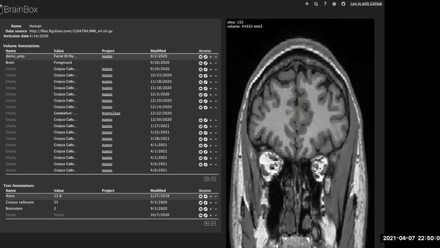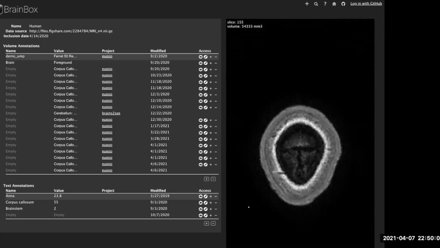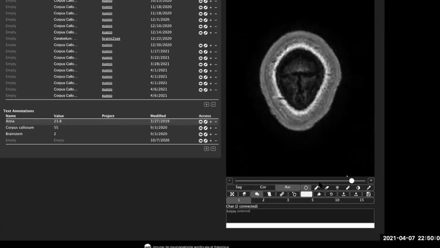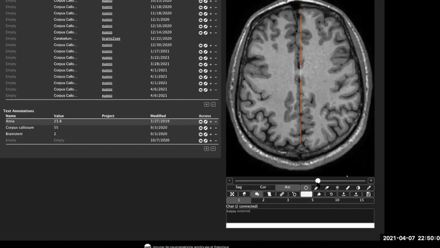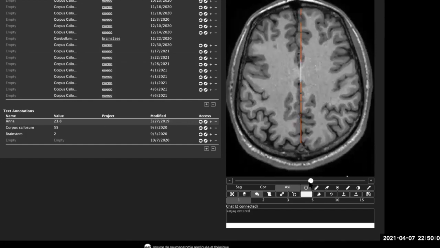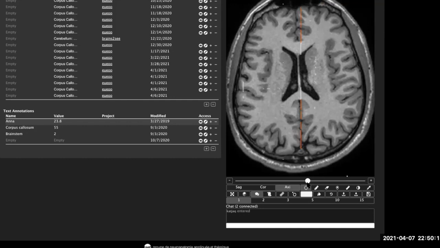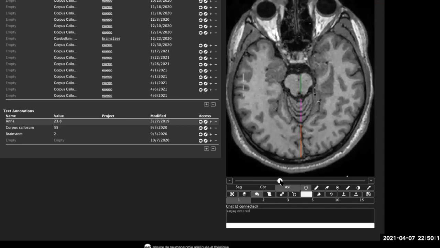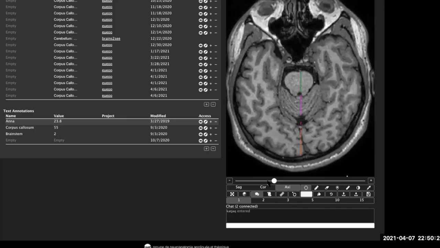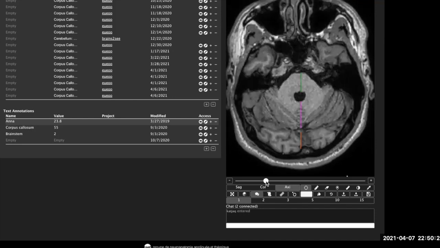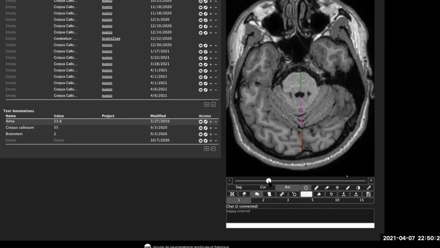Lastly, the third plane is the axial plane. The axial plane is a top-down view of the brain. So when we scroll, we can actually look at the brain from top to bottom. Here's just all the lobes, and now we're entering the corpus callosum. And once we go further down, we can get a clearer picture of the person's cerebellum and eventually the brainstem.